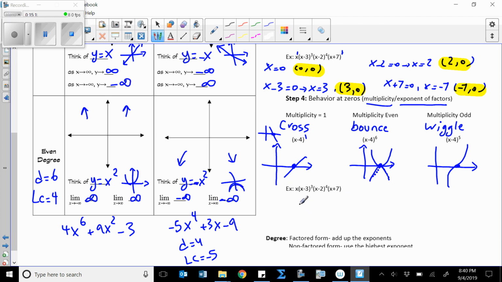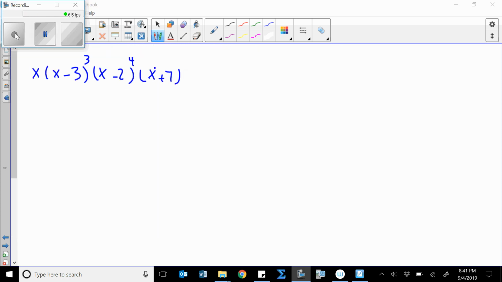Now we're going to do one example. I'm going to use this polynomial and graph this polynomial. Here I open a new page to work on the example that we had on the other page. So this is my polynomial. As we just thought about this, the first step is to find the end behavior.